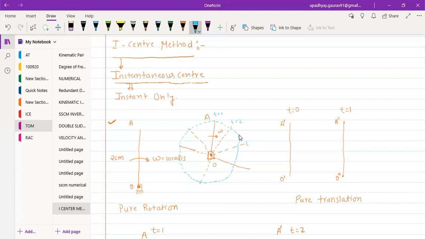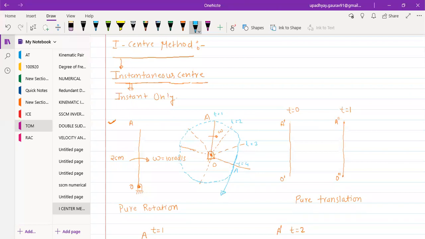Yes, sir. If I ask you, at t equals 4 seconds, what will be the linear velocity of point A, you will say, sir, don't worry, I have to draw a tangent at this location and it will give the direction of this point A, yes or not? Yes, sir. It is very easy to calculate the linear velocity in pure rotation, yes or not?